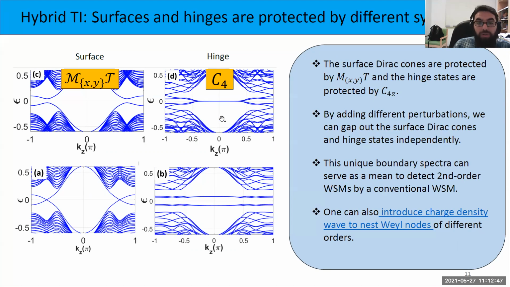I can add a perturbation that breaks the C4 but preserves this mx times T. And you will see that now I keep the helical cones, but I open up a gap on the hinges. There is a more physical way to do that instead of just putting them together the way that I showed. One physical way that is experimentally possible is introducing charge density waves.